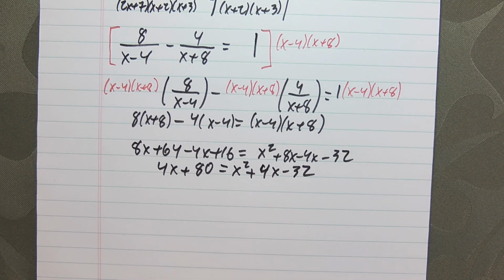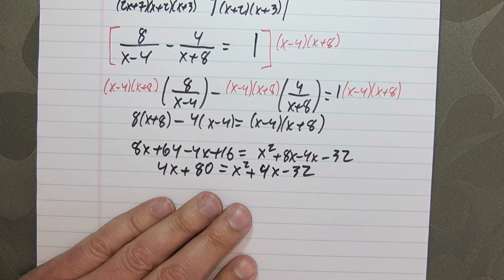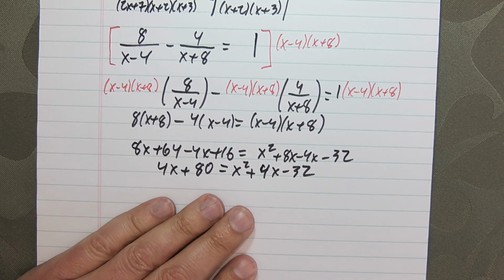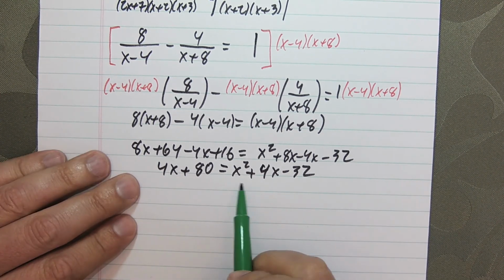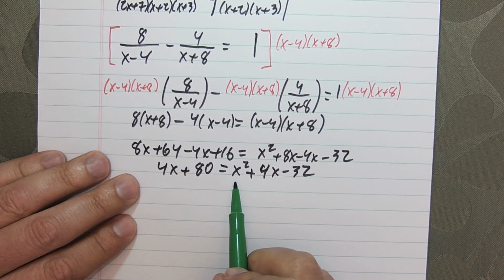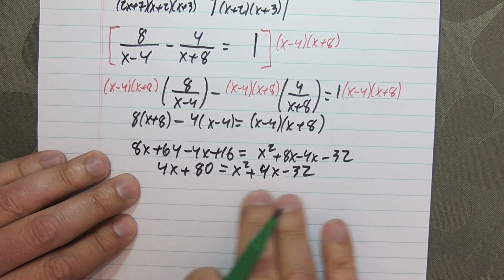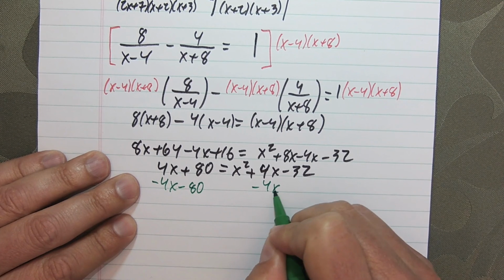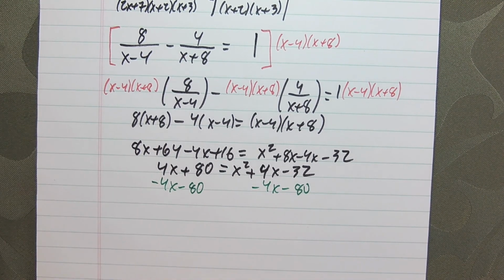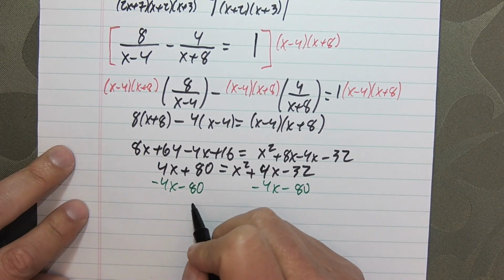Let me stop there for a second. Does that make sense so far, Oscar? Yeah, I get it. Okay, so what I need to do now, because I have a quadratic, is get the whole thing equal to 0. I'm going to move these this way. I like keeping the x squared positive.